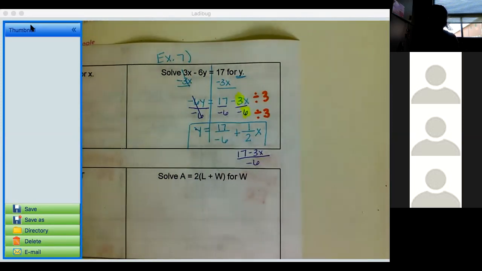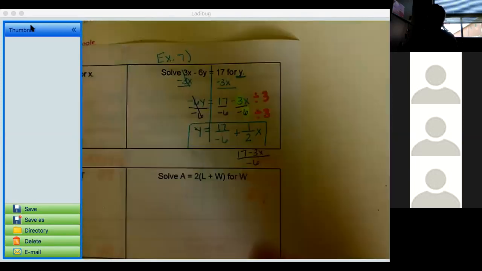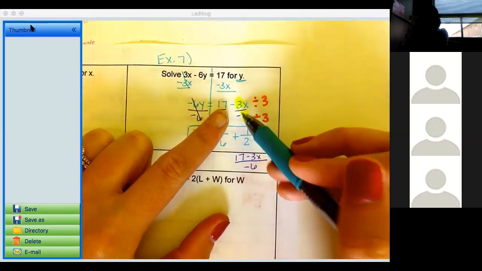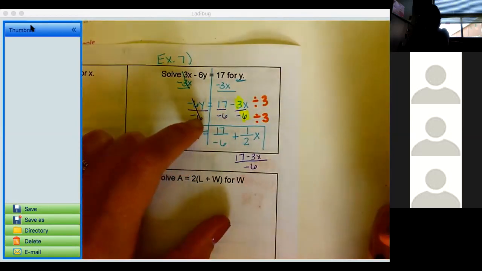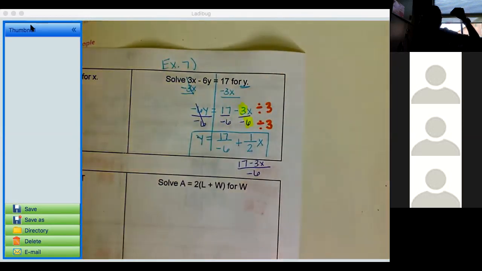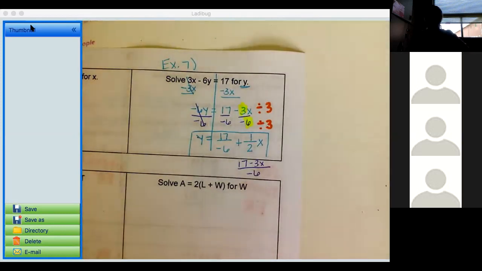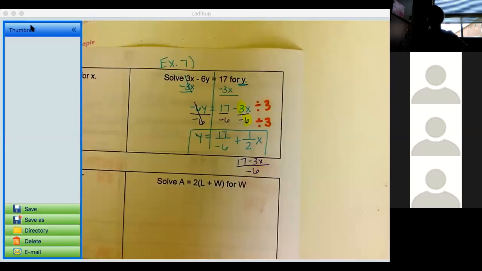You've got to reduce it, not necessarily by the top number, but by the greatest common factor. You remember learning that? Whatever the biggest number is that goes into both of them. So this time it just happened to be 3. Negative 3 over negative 6 makes positive 1/2. Yep.